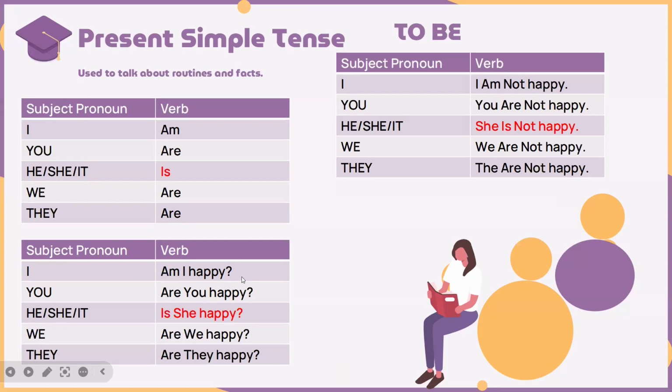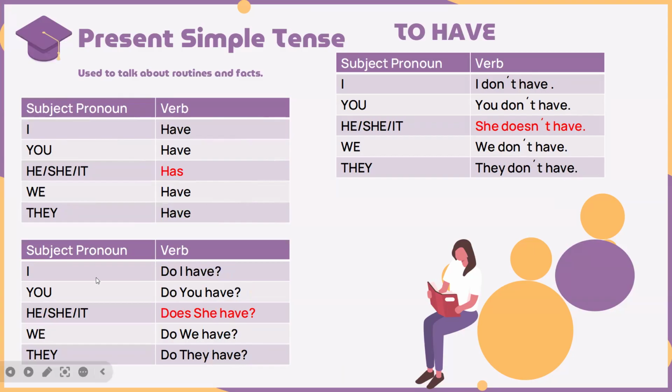So am I happy? Are you happy? Is she happy? Are we happy? Are they happy? Okay, and that's for the verb to be. We start the question with the conjugation of the verb to be. The subject comes after, and then the complement of the sentence at the end.